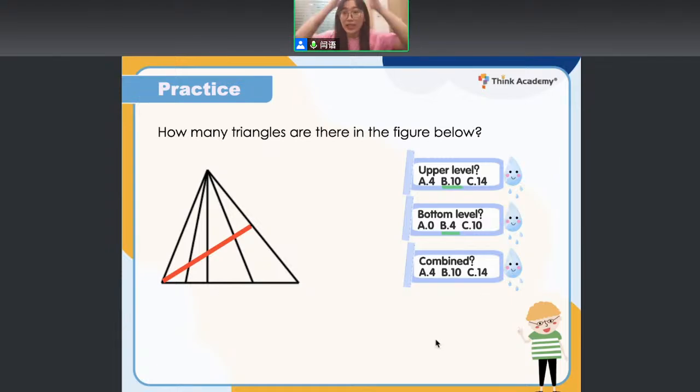Okay, and then let's have a look. What about the combined? What is the meaning of the combined? Now, consider this part. How many triangles? Okay, let's have a look. How many triangles are there? Here, combine. You combine the upper level and the bottom level. How many triangles are there? Now you try to consider those long triangles.